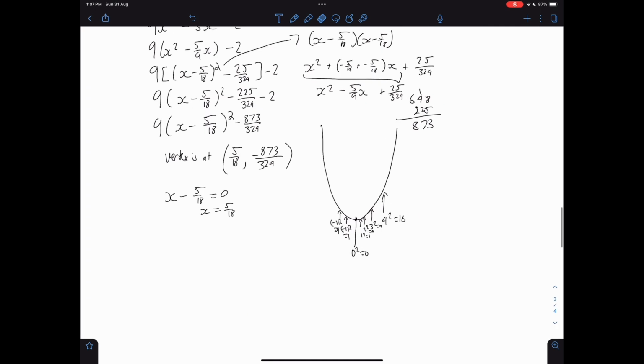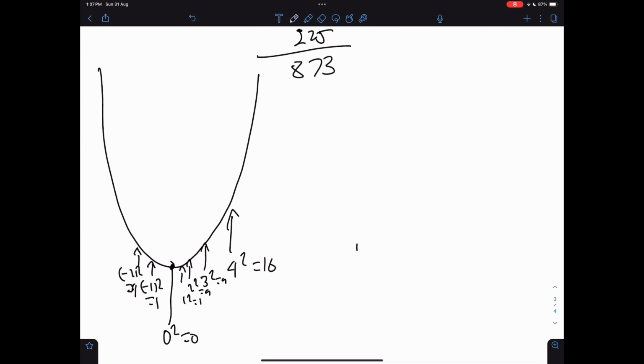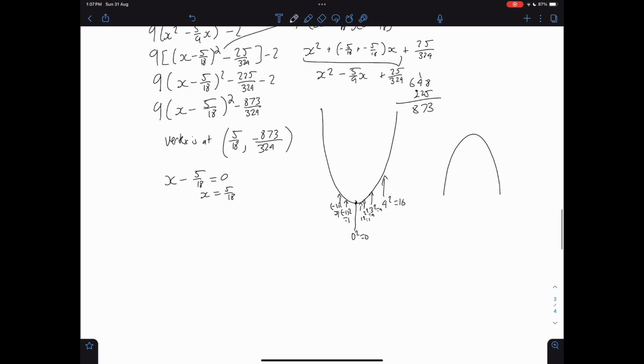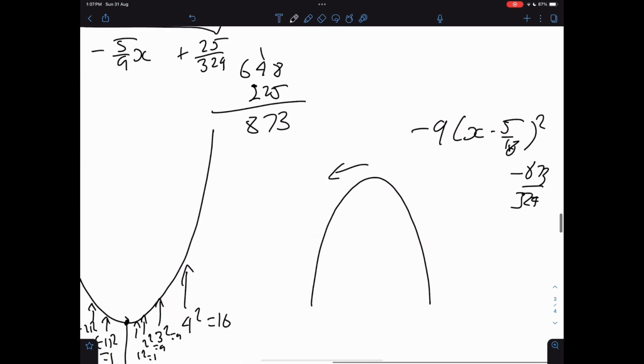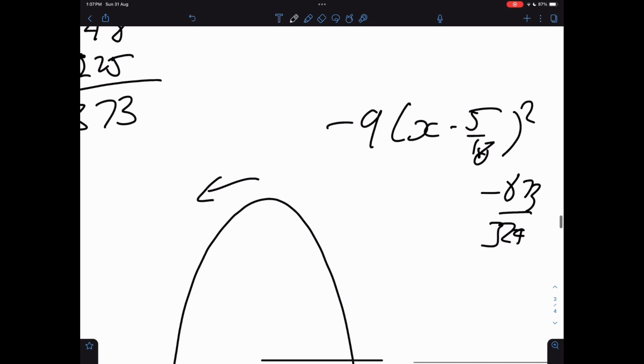And it would also work for, say, a negative. Say if it was negative 9, x minus 5 over 18 squared minus 873 over 324. Because suddenly if you start going this way, you get a negative in the bracket, you'd square it, making it a positive. But then you times it by a negative again, so it'd get smaller again. So that's why that would also be the maximum when this part equals 0.